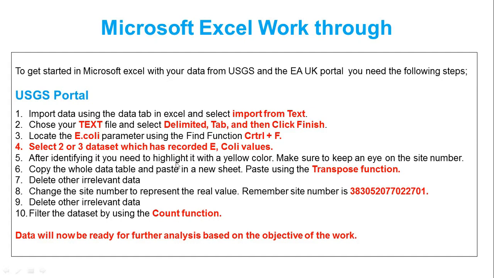Then fifth, identify it. You need to highlight it with a yellow color, and make sure to keep an eye on the site number. Remember, you copy the whole data table and paste it in a new sheet, using the transpose function. Delete the other irrelevant data. Change the site number to represent the real value. Remember, the site number is this number I showed you when we started explaining. Then delete the other irrelevant data. The last step: filter the data set by using the count function.